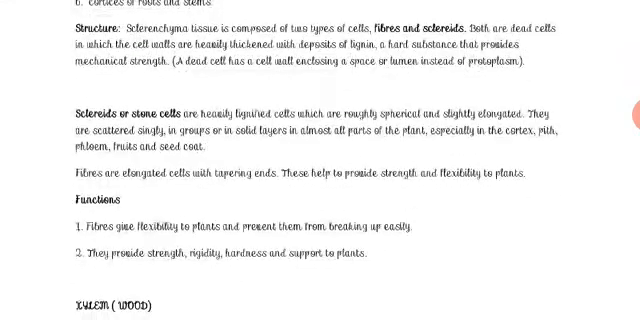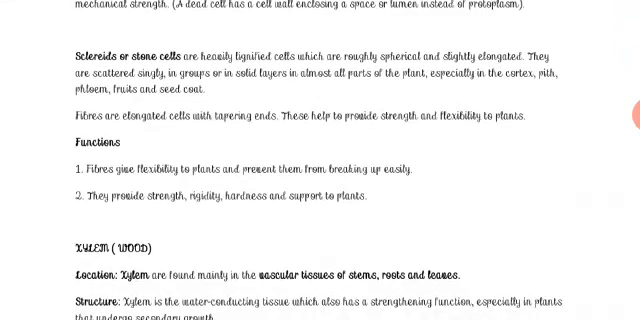Sclereids or stone cells. Invariably, another name for sclereids is stone cells. They are heavily lignified cells which are roughly spherical and slightly elongated. They are scattered singly, in groups or in solid layers in almost all parts of the plant. That is especially in the cortex, pith, phloem, fruits, and seed coats. While fibers are elongated cells with tapering ends, and they help to provide strength and flexibility to plants.